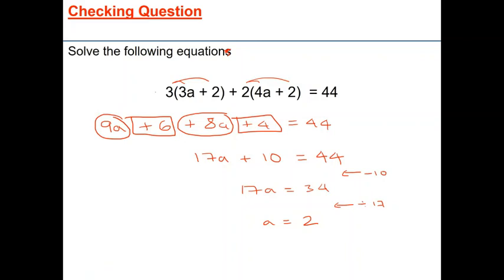And if you want to check that in the equation at the top, because we need to make sure that our answer works: 3 times 2 is 6, plus 2 is 8, 3 times 8 is 24, 4 times 2 is 8, plus 2 is 10, 2 times 10 is 20, and 24 plus 20 gives you 44.